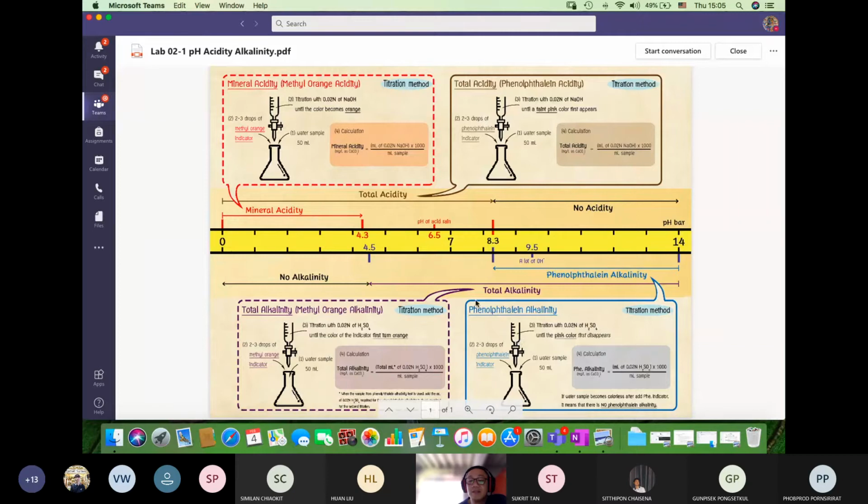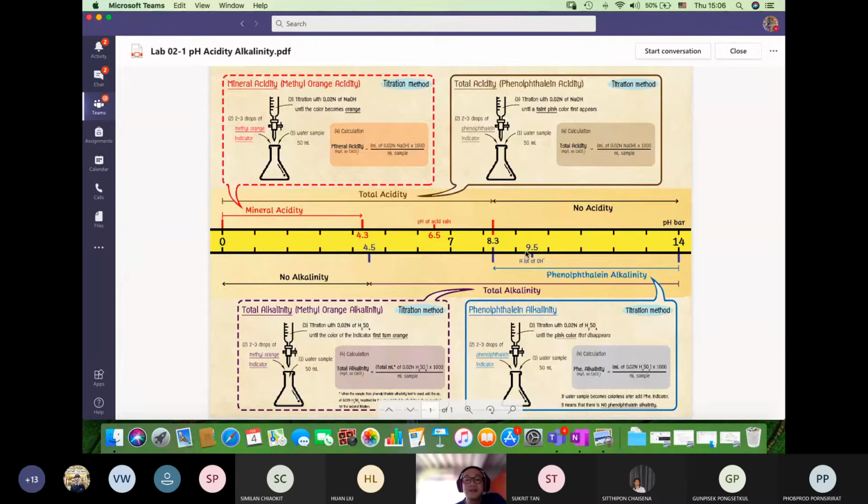Phenolphthalein alkalinity will be there only if the sample has a pH above 8.3. Only if the sample has a pH above 8.3 can you find the phenolphthalein alkalinity. The procedure is the same. We do the titration against the acid, using a few drops of phenolphthalein indicator. The color changes until the pink first disappears.